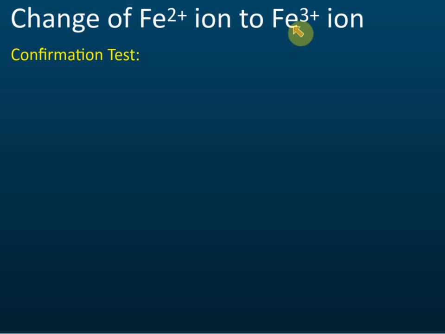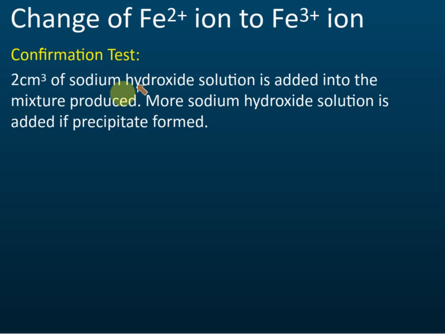But that can also be wrong, because the brown color can come from bromine as well, because bromine is also brown in color. So if you see brown color, it is not necessarily iron 3 ion. So we need to do a confirmation test to tell whether the product is iron 3 or iron 2. The easiest iron test is this one. We add sodium hydroxide into the solution.